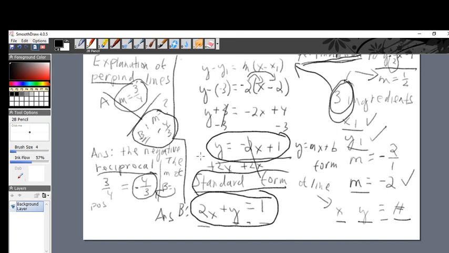So the answer can be in standard form, 2x plus y equals 1, or the answer can be y equals -2x plus 1, the y equals mx plus b form of the line.